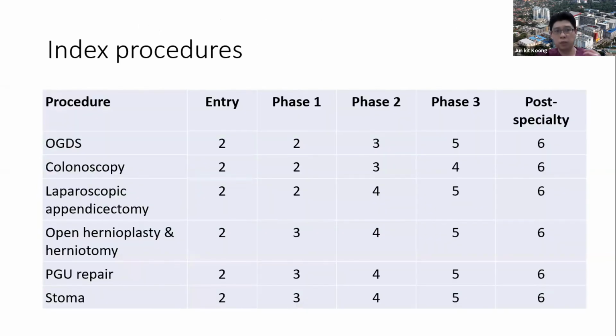For example, we will need index procedures. So what are the index procedures which you must have? When you finish masters, you are phase 3. The numbers that you see there, 5, 4, 5, 5, 5, those are the skill levels that you're supposed to acquire. So for example, you're supposed to do OGDS independently, laparoscopic appendectomy independently, hernioplasty, PGU repair, stoma. Index procedures. So these are must-haves.